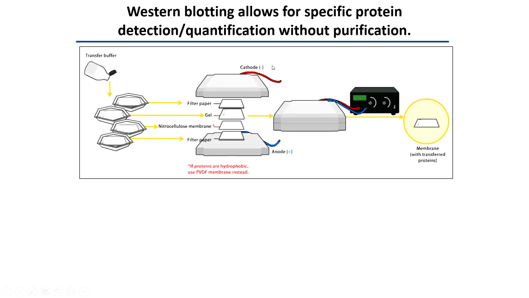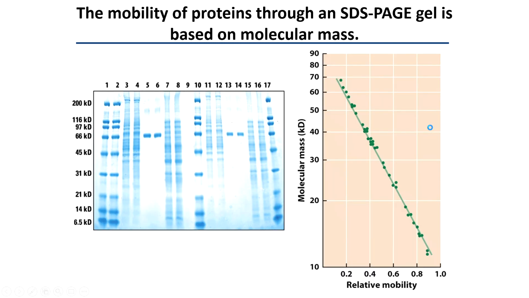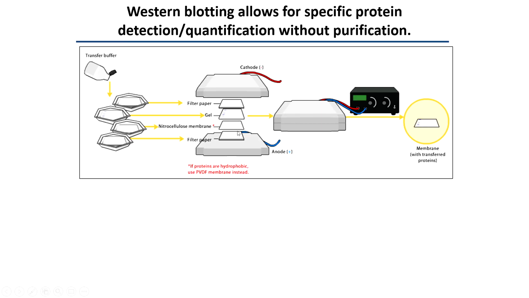We have a negatively charged cathode here and a positively charged anode here. And so when the electric current is applied, the negatively charged proteins will move towards the positively charged anode and get trapped on this positively charged nitrocellulose membrane. And you can pull that membrane off. And what's really cool, and I don't have a picture of it, but what's really cool is the membrane will look exactly like your gel. You can't see it though, it's not visible.